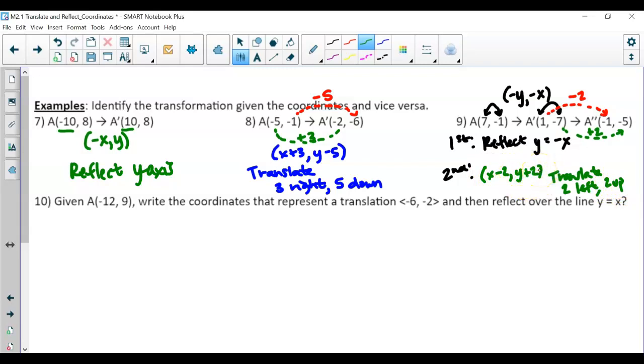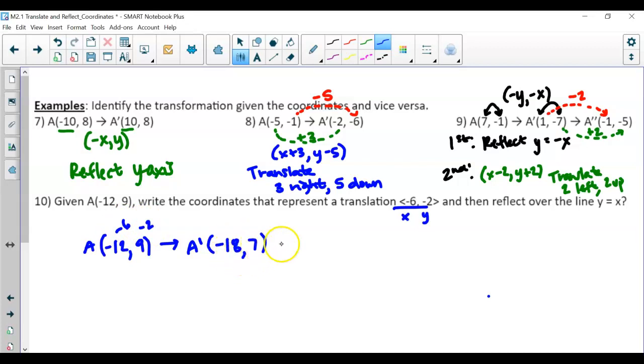So then number 10, we're starting with A at -12, 9. Then we're going to translate -6, -2. So here's our x and here's our y. So we're going left 6, 2 down. So here that means our A prime, we're subtracting 6 and subtracting 2. So now we're at -18 and 7.